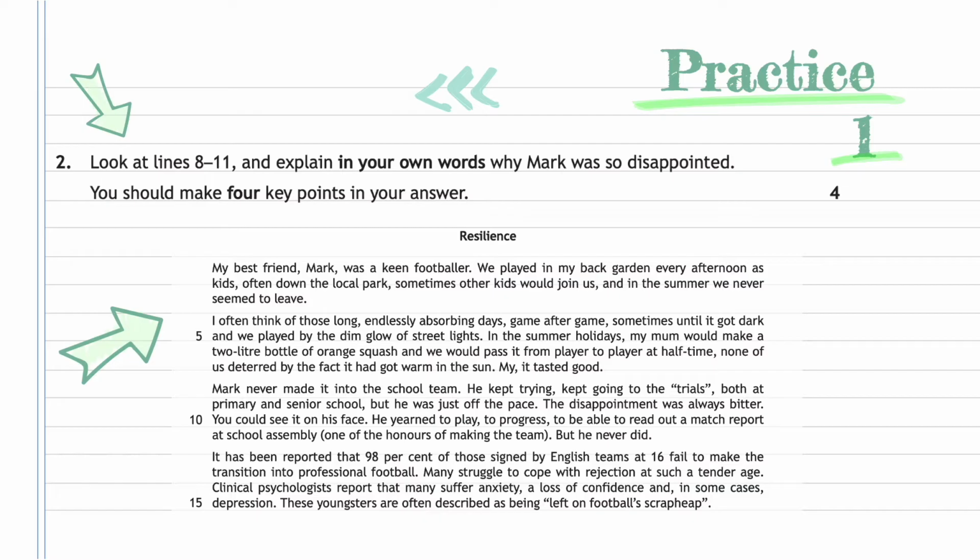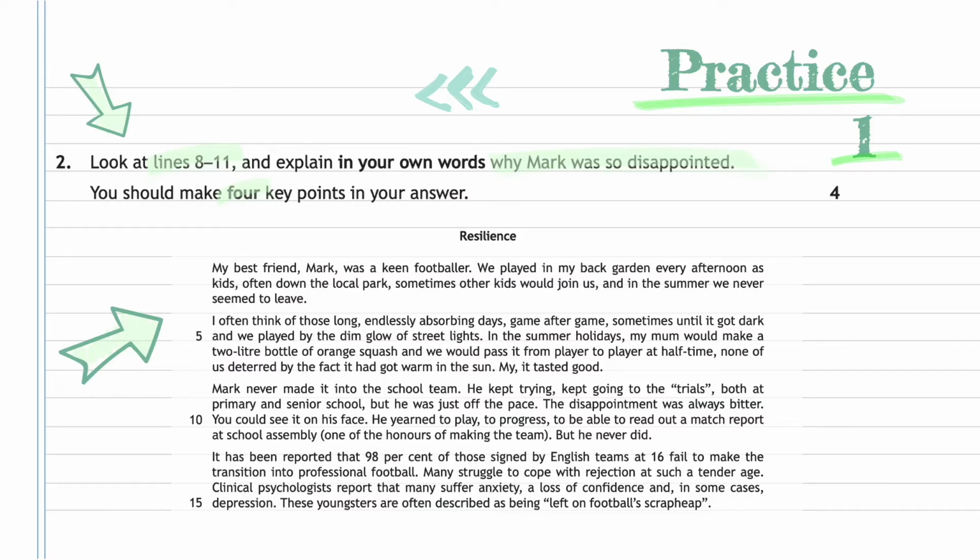So it says, look at lines 8 to 11 and explain in your own words why Mark was so disappointed. You should make 4 key points in your answer. Now this is useful to us because it tells us the lines 8 to 11. It tells us the point of the question, so we followed that step. We underline the relevant part of the question. It's all about why Mark was so disappointed. And lastly, it gives us a hint. It tells us how many bullet points we may need to use.